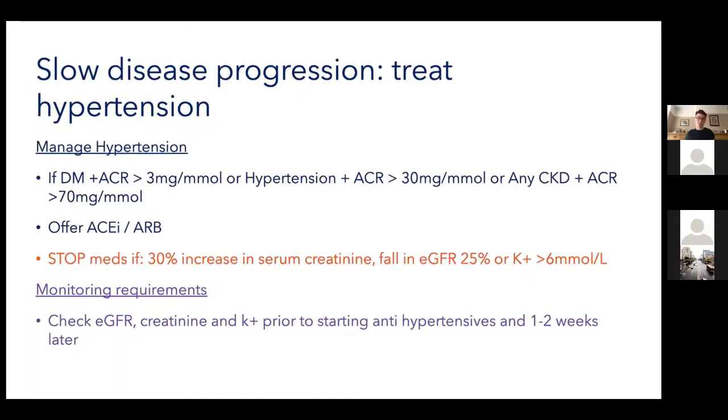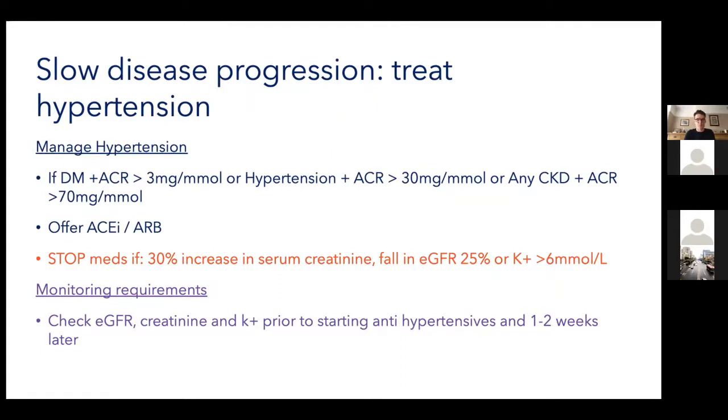In terms of management, I say it's all about slowing disease progression. So treating hypertension. There are some criteria for when you'd start NSAIDs and angiotensin receptor blockers, which is covered in CCT. The important thing to remember is stop meds if there's a 30% increase in serum creatinine, or a fall in eGFR of 25%, or you see a rise in potassium.